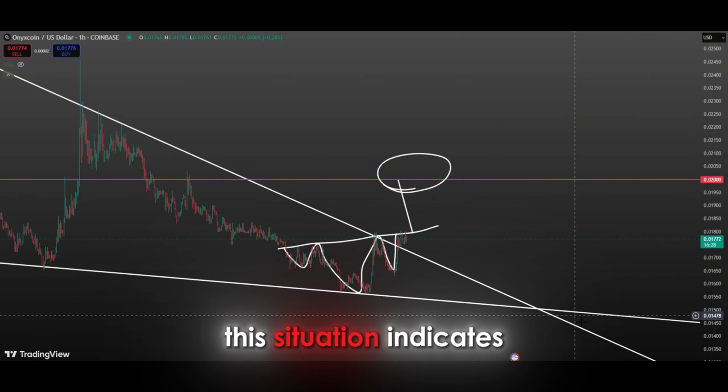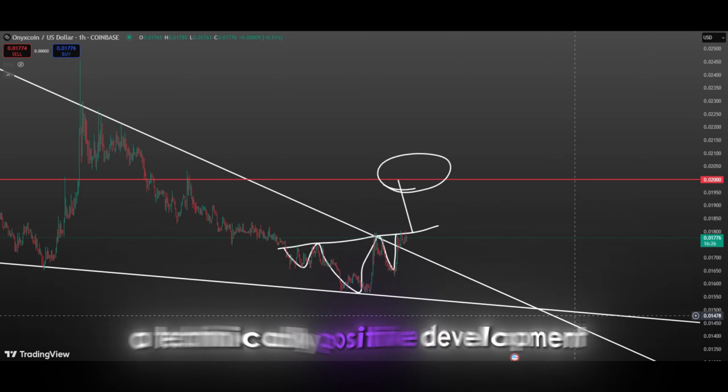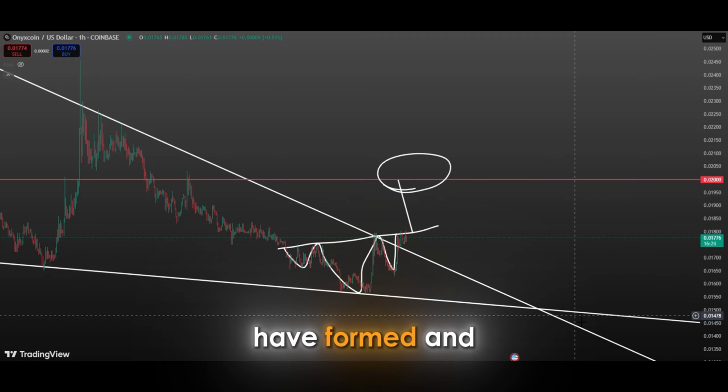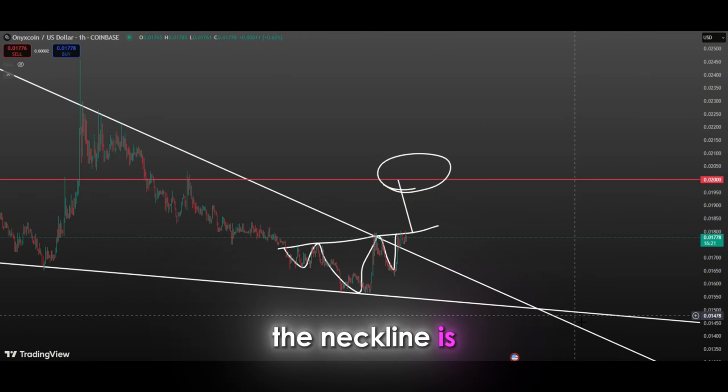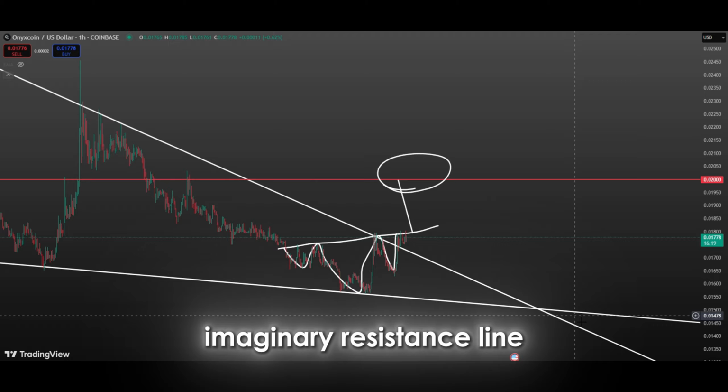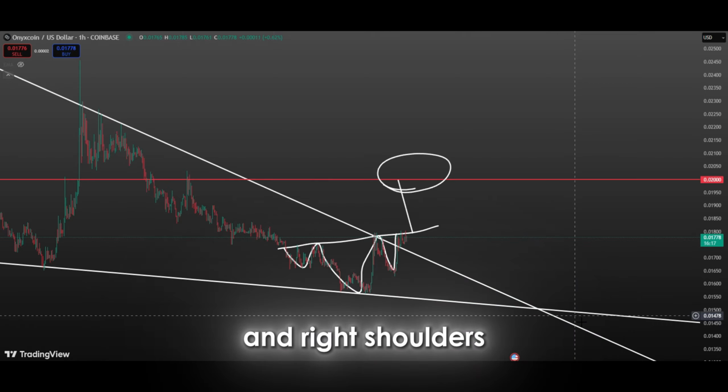This situation indicates a technically positive development because all the key elements of the pattern have formed and only a break of the neckline remains. The neckline is defined as an imaginary resistance line connecting the peaks of the left and right shoulders.